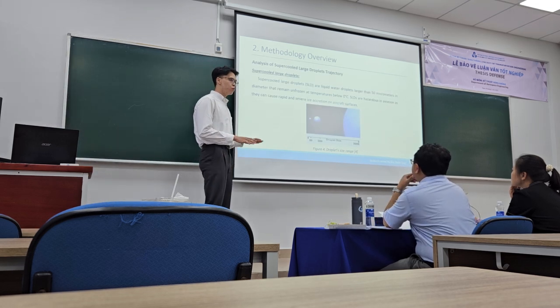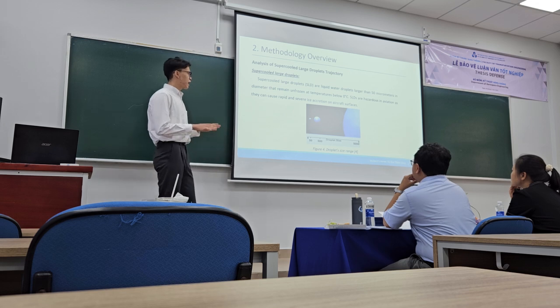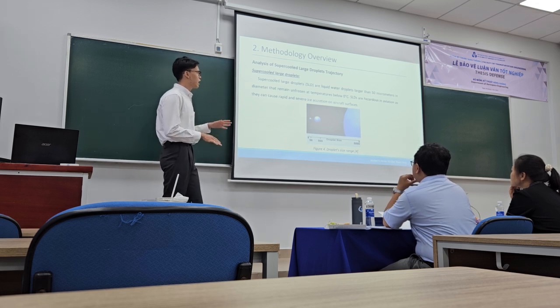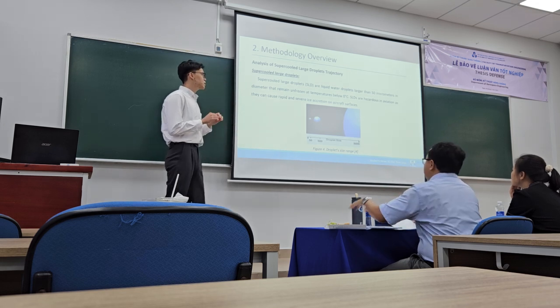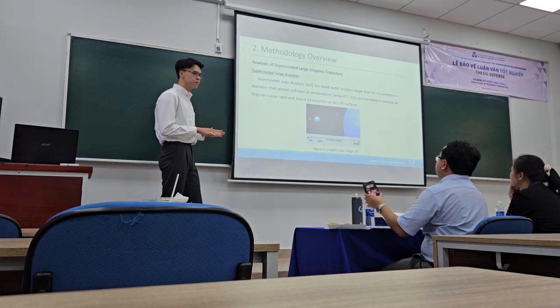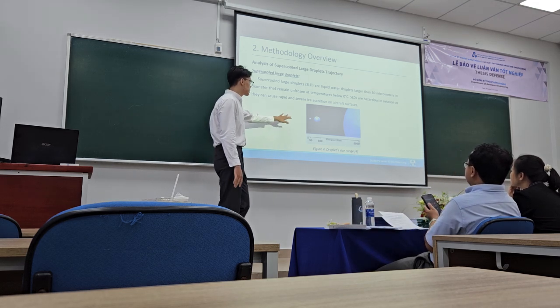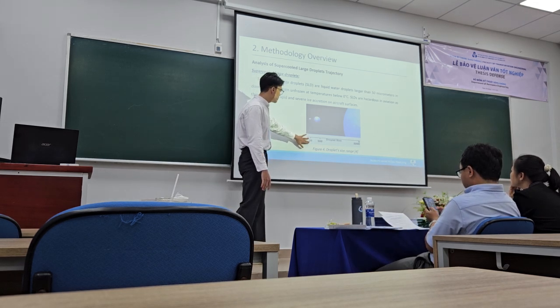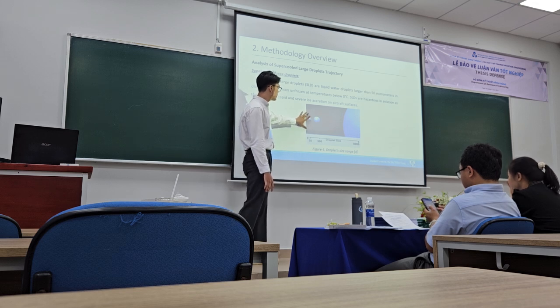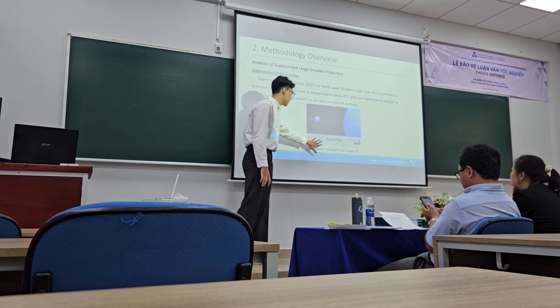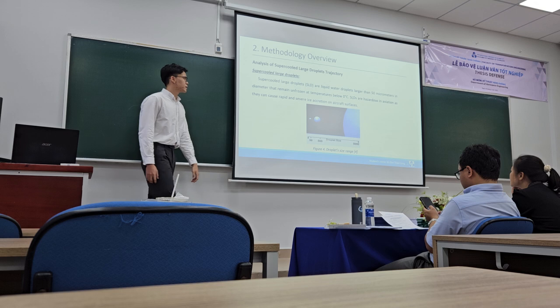Superconductor droplets are liquid water that appears in clouds at high altitude, and they must be larger than 50 micrometers. As you can see on the screen, droplets smaller than 50 micrometers will be considered small droplets, and they will increase the droplet size.